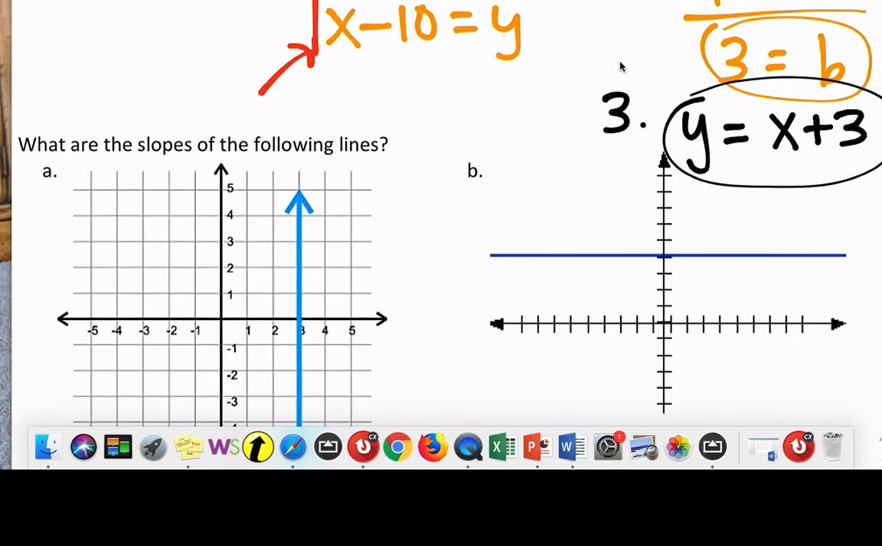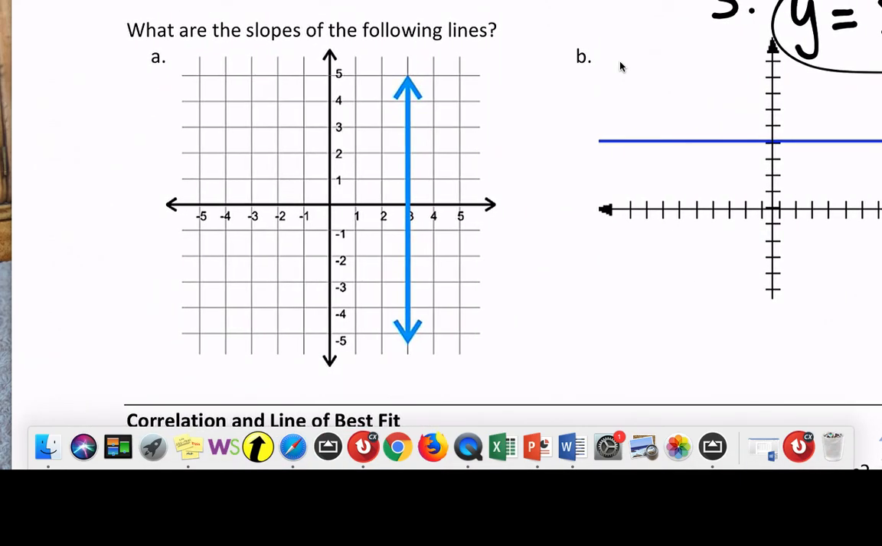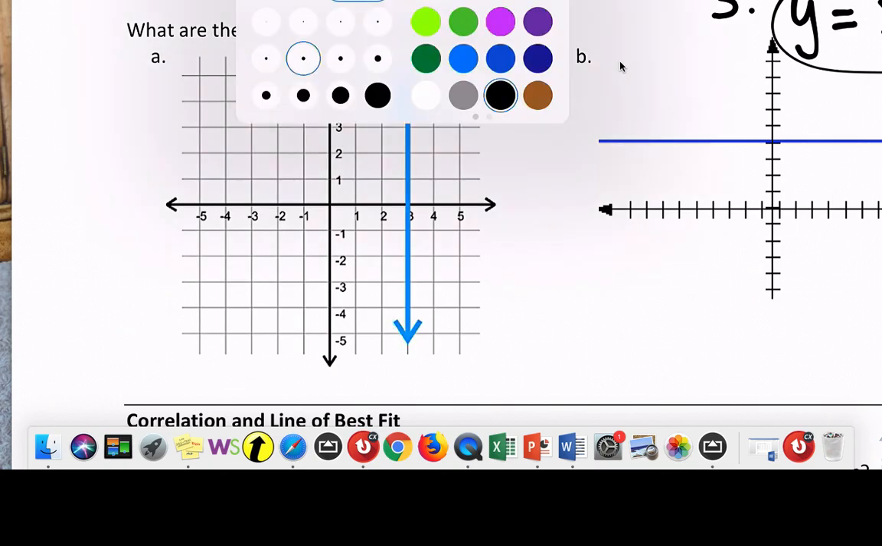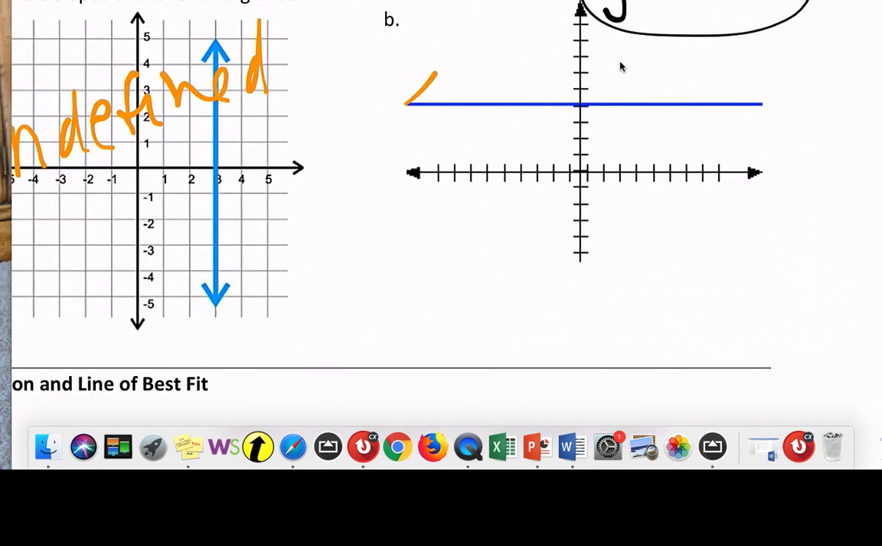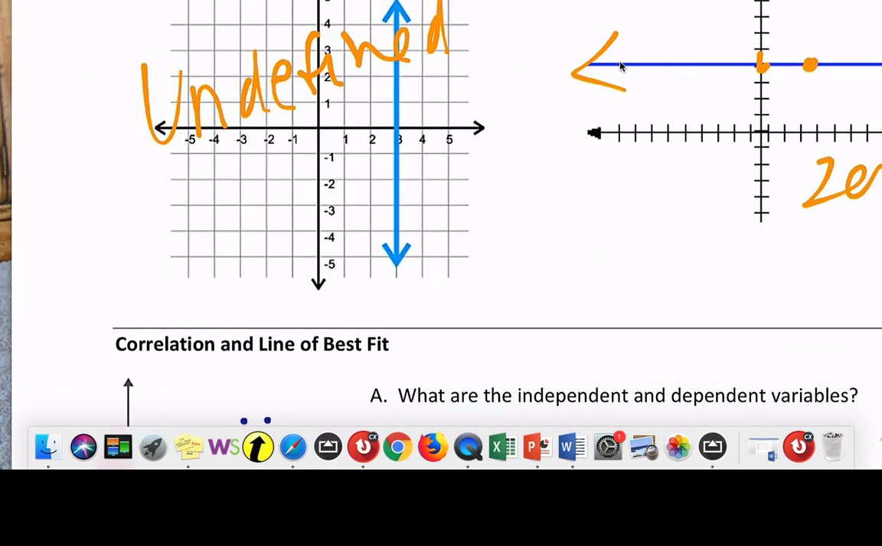Okay, next, what are the slopes of the following lines? If it's straight up and down, it's so steep that we say the slope is undefined. If it's flat, however, remember if you're counting rise over run, if we go up 0 and over a certain amount, our slope here is 0. So this is 0 slope when it's flat. When there's no slope, like you're trying to cross-country ski and it's flat, that's 0 slope. Undefined is straight up and down.